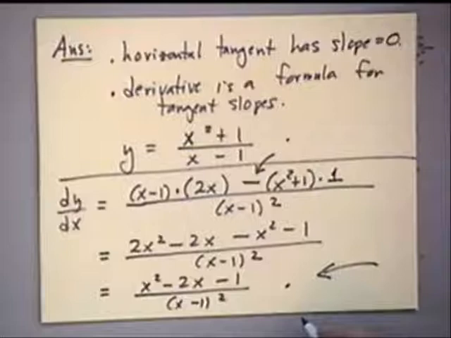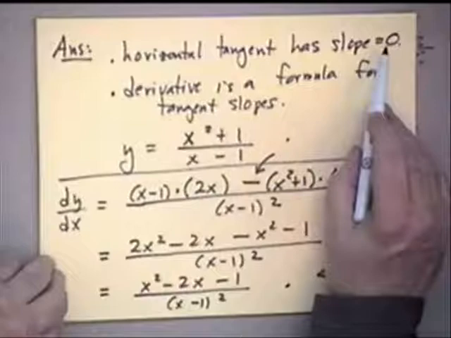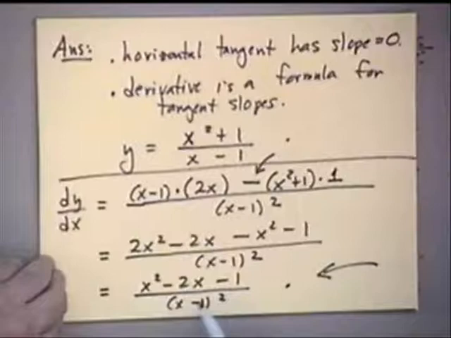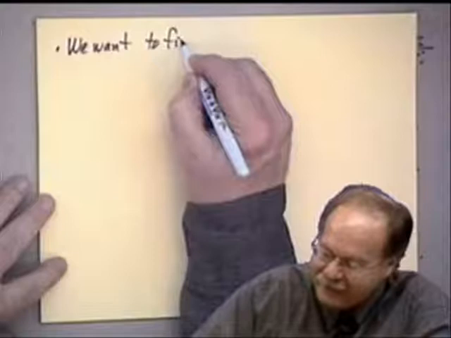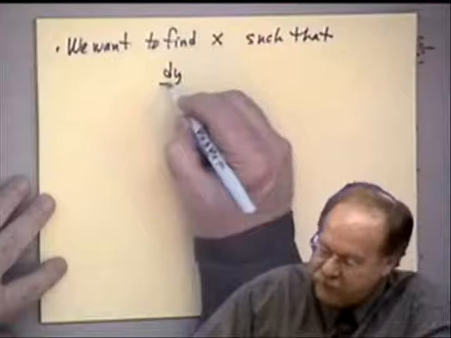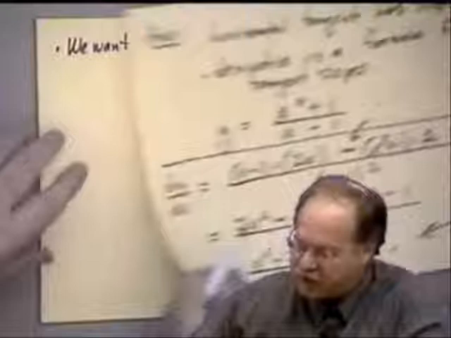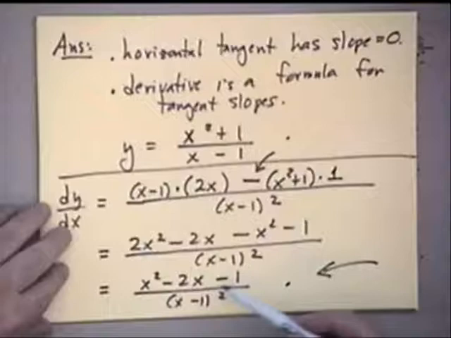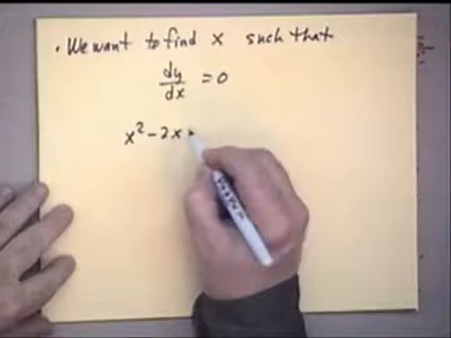What did I want? I want the tangents to have slope 0, and I want to find all the x values that make the tangents have slope 0. So if I set this slope formula equal to 0 and then solve for x, I will have my solution. So we want to find x such that the derivative is equal to 0. Now, the derivative is this expression that we saw a moment ago, which is a quotient. The only way a quotient can be 0, remember, is if the top is 0. So we want then x squared minus 2x minus 1 to be 0.